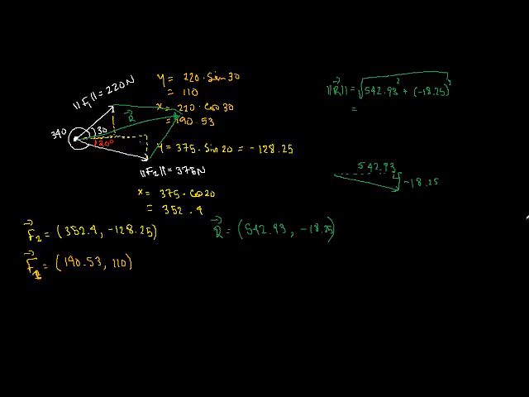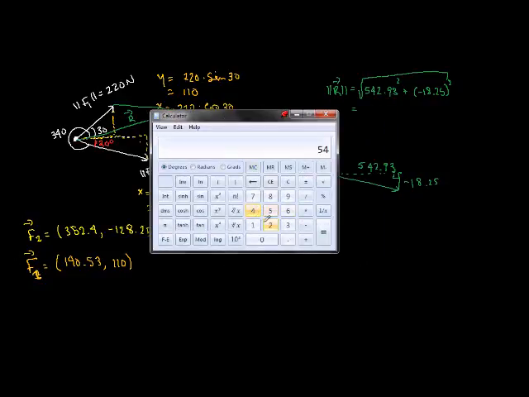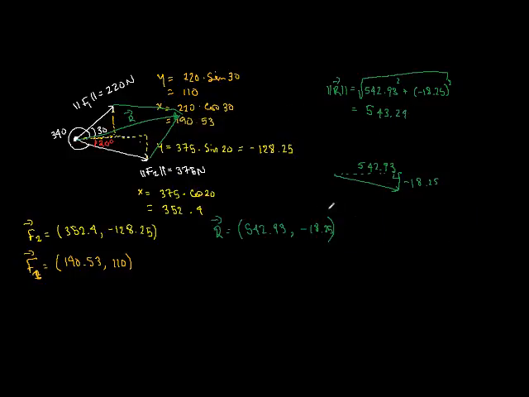And with our calculator, we see that this is equal to, so 542.93 squared plus negative 18.25 squared equals, and then I square root that, it gives me 543.24 units in magnitude. And now finally for the angle, this angle over here, let's color it pink so that it's clear, this angle over here, theta.